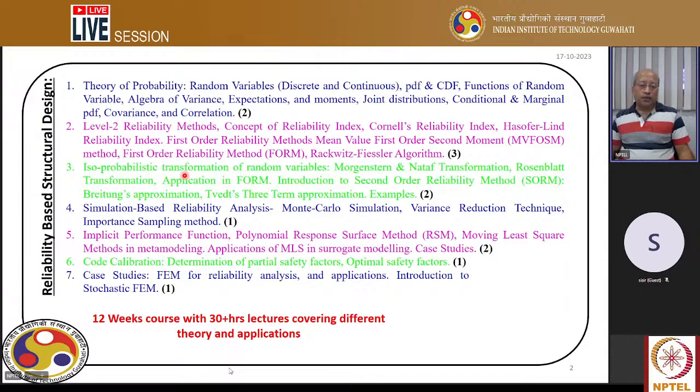Then in the last module, I introduced you to different applications, and in fact, we also discussed one technique called subset simulation, and that is really a powerful tool, and it is followed by different applications, and at the end, we talked about the formulation of stochastic N. So this is more or less the course.